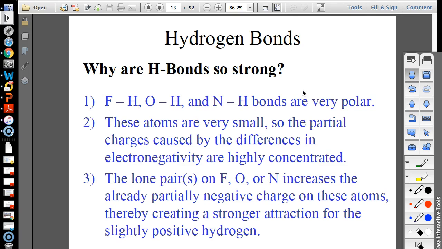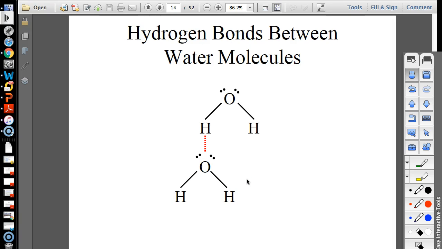Okay, so this is why it goes down. These bonds are very polar, and fluorine, oxygen, and nitrogen are actually the three most electronegative elements. So you have these pretty strong dipoles. No, I don't think so. I think nitrogen, oxygen, I would bet money on it. Chlorine is close, but you can Google it if you want to.